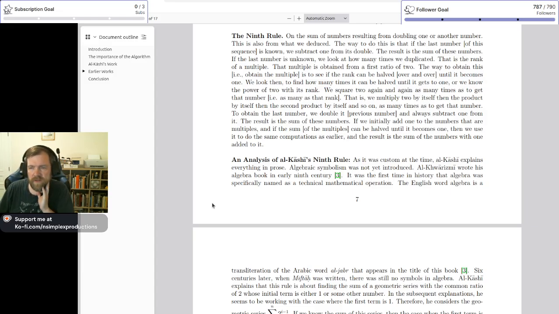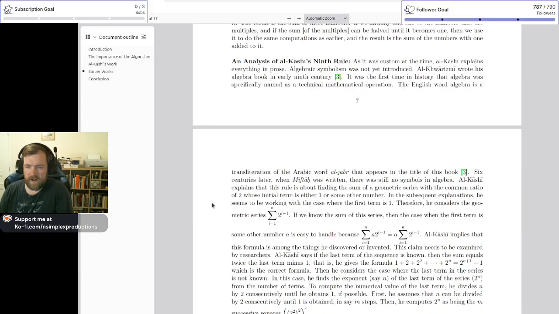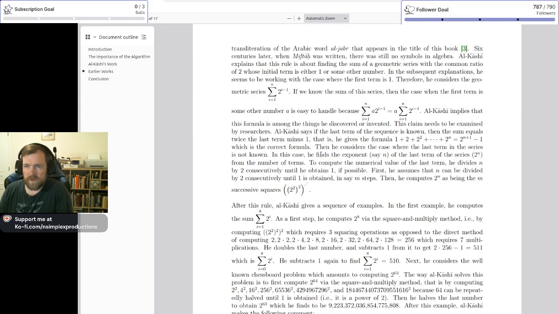As was custom at the time, Al-Kashi explains everything in prose. Algebraic symbolism was not yet introduced. True. Al-Khwarizmi wrote his algebraic book in the early 9th century. It was the first time in history that algebra was specifically named as a technical mathematical operation. The English word algebra is also a transliteration of the Arabic word al-jabr that appears in the title of his book, which is also very large.